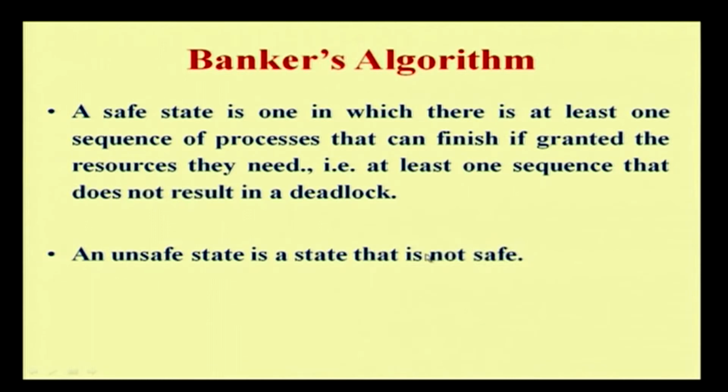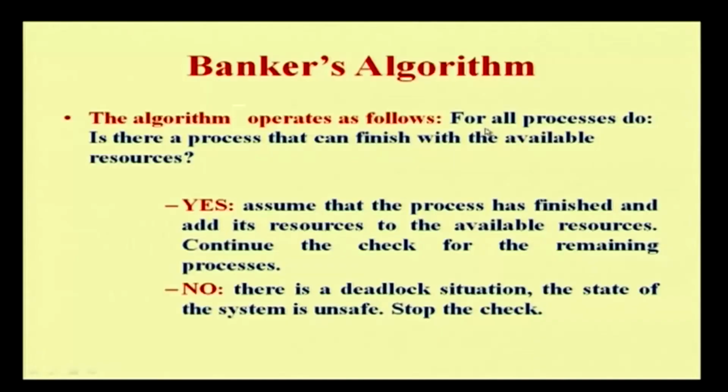Then how does the banker's algorithm operate? It operates in two modes: either it says yes, you can proceed, or no, quit, you are not allowed. For all the processes, is there a process that can finish with the available resources? If yes, then assume that the process has finished and add its resources to the available resources. Continue the check for the remaining processes. If no, it is a deadlock situation, so quit and come out. This is how it operates.